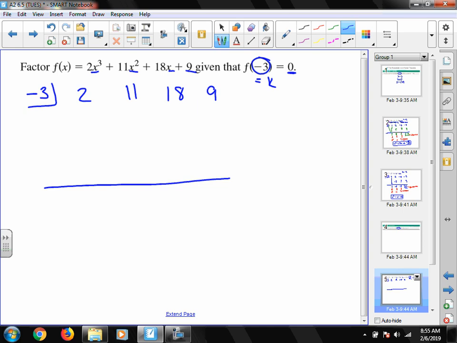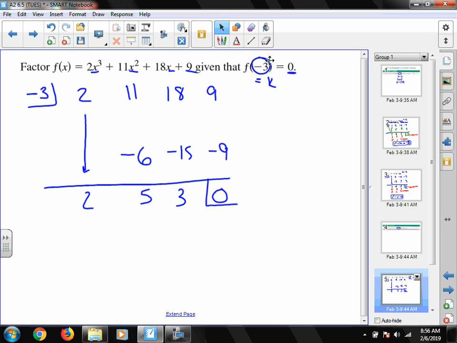So we're going to go through our synthetic division, drop my 2 down below. I get 2. 2 times negative 3 is negative 6. 11 plus negative 6 gives me 5. Times negative 3 gives me negative 15. There we go. And 18 plus negative 15 gives me a positive 3. Positive 3 times negative 3 is a negative 9, which gives me a 0. So that means, okay, 0 is my remainder.